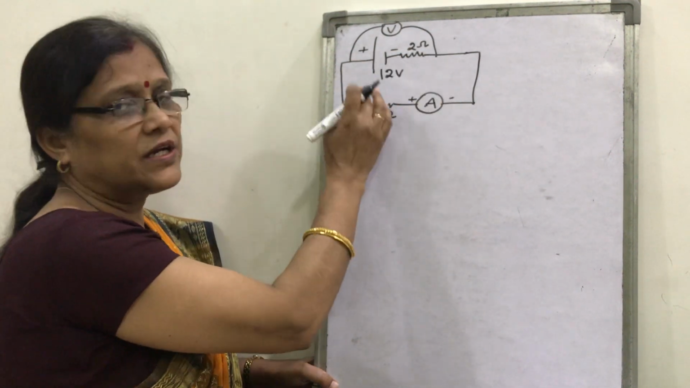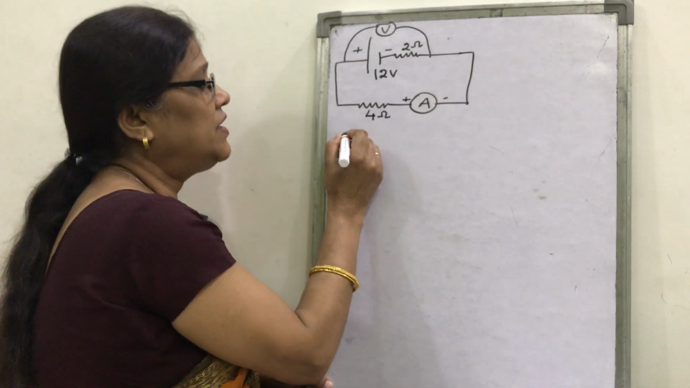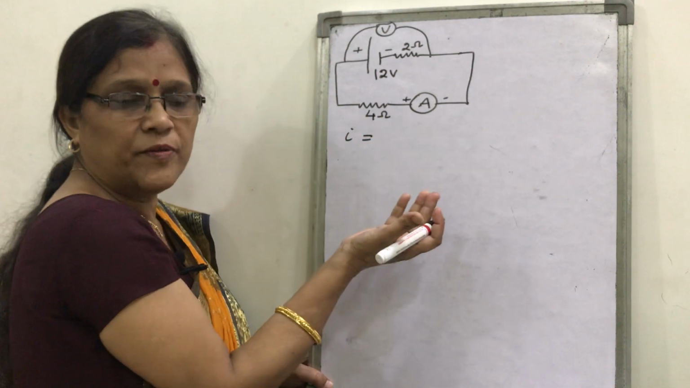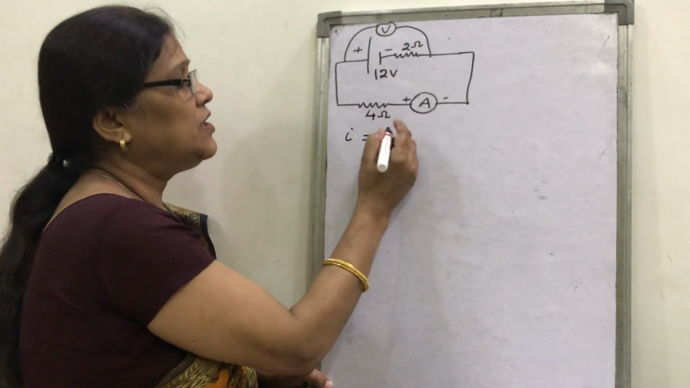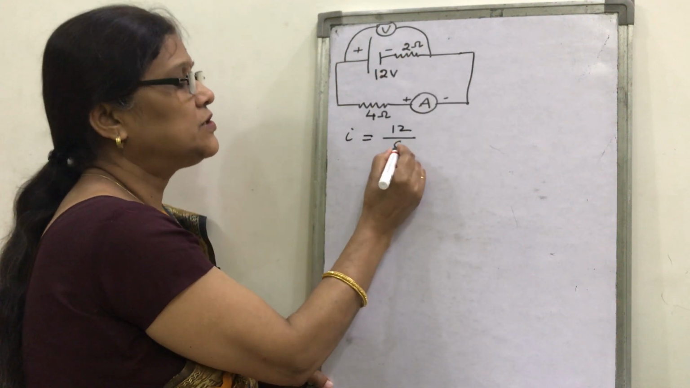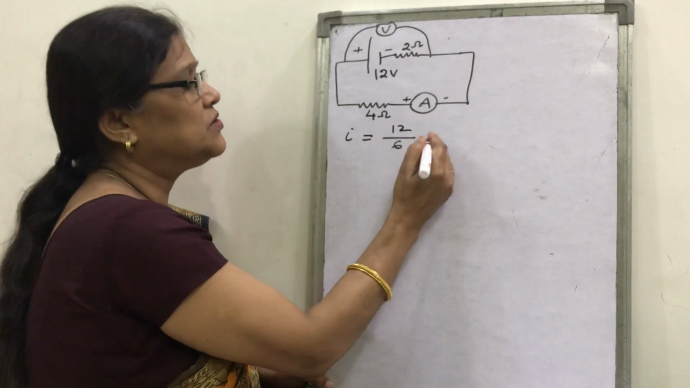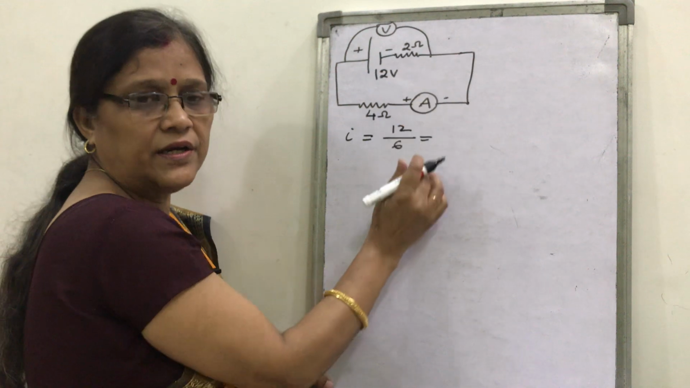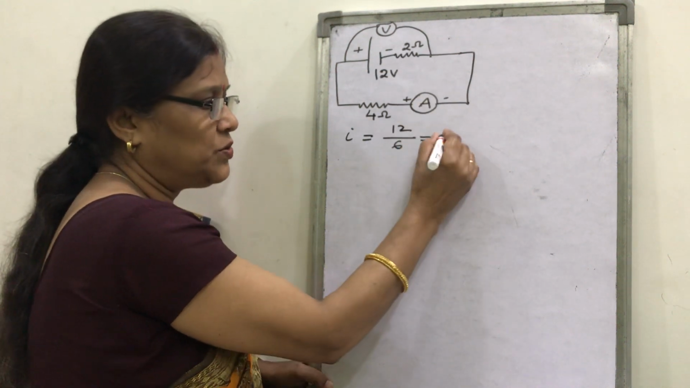In this circuit, the current is EMF upon resistance. The EMF is 12, and the resistances 4 and 2 give 6, since they are connected in series. So what will the ammeter read? The current is 2 ampere.